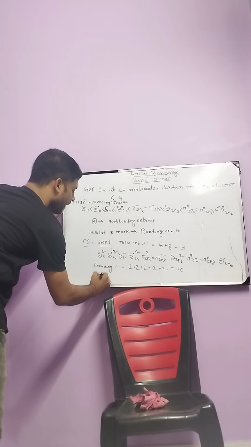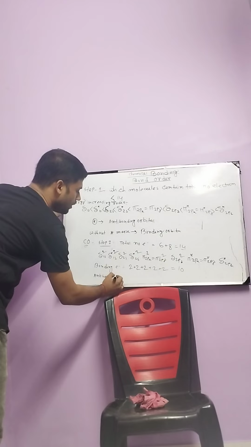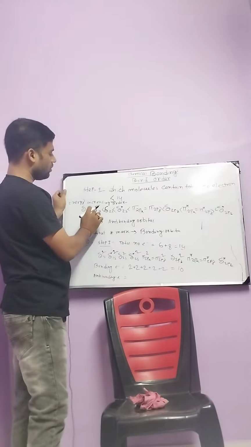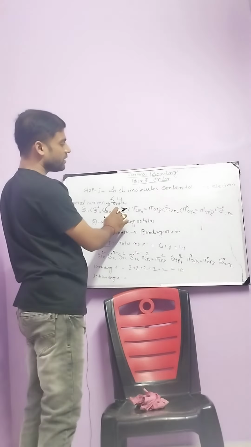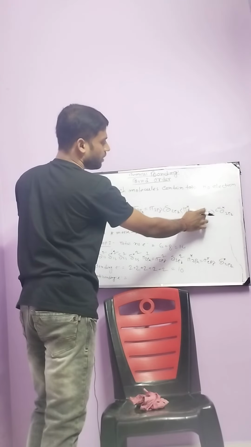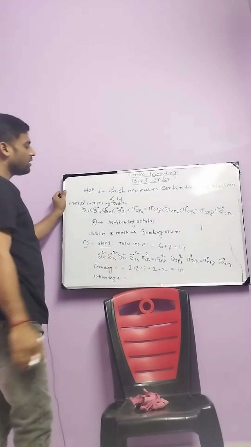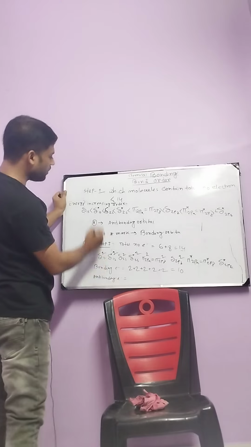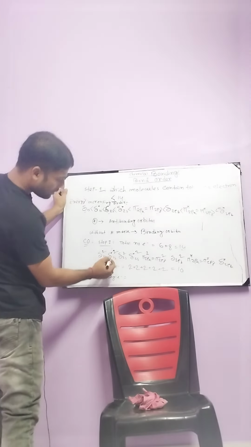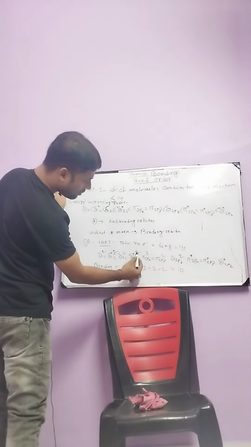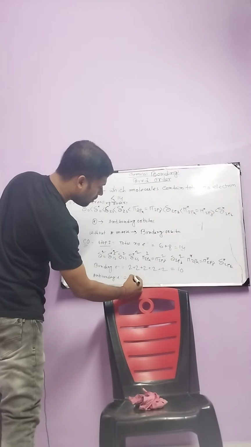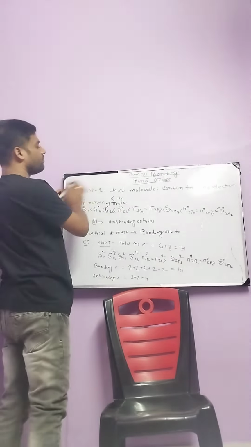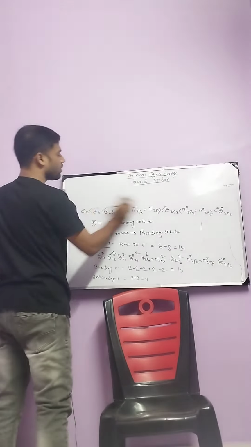Similarly, anti-bonding electron counting. The star mark orbitals are anti-bonding orbitals: sigma star 1s, sigma star 2s, pi star 2px equal to pi star 2py, and sigma star 2pz. Anti-bonding electrons are present in anti-bonding orbitals. So the total number of anti-bonding electrons: sigma star 1s has 2 and sigma star 2s has 2, so 2 plus 2, that means 4. Next in this process, the formula of bond order.